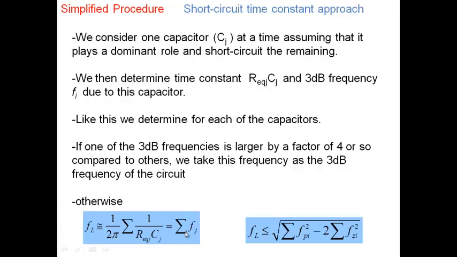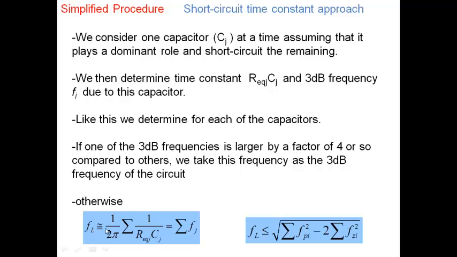Otherwise, we'll simply sum up and get a better approximation. That's it. So that's a procedure for calculating the 3 dB frequency, our lower cutoff frequency, for our circuit here. Keep in mind, focus on this: there's a big approximate sign here. Sometimes the number that you get from here will be reasonably close to the actual value. Sometimes it may be fairly far off.